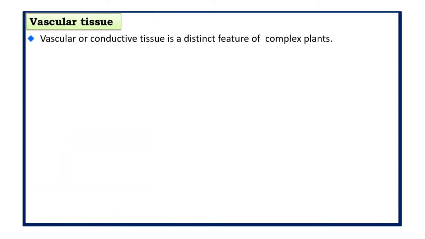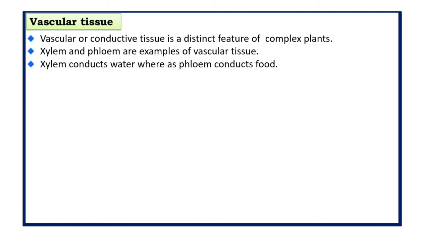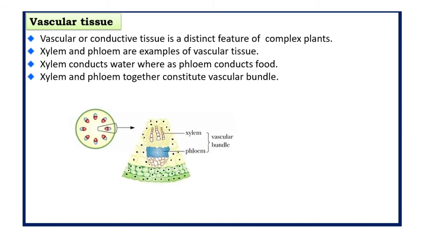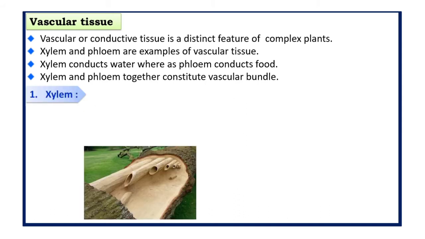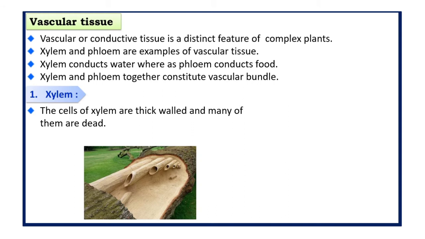Vascular or conducting tissue is a distinct, special feature of complex plants, that is, the well developed plants. These plants have vascular tissues as xylem and phloem. The xylem helps in conducting water, whereas phloem helps in conducting food. Xylem and phloem together make up the vascular bundle inside the plant. Now the xylem cells are very thick walled and many of them are generally dead. They are of the following types.